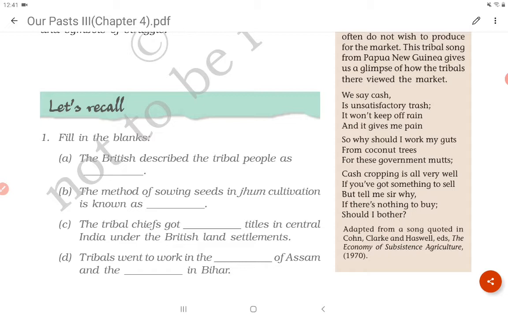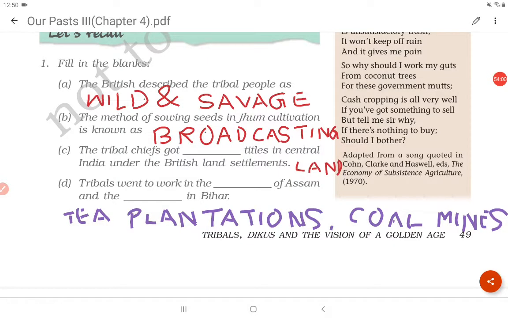Okay, it's very nicely said. Now let's do fill in the blanks. Number A, the British described the tribal people as wild and savage. Number B. The method of sowing seeds in Jhum cultivation is known as broadcasting. Number C. The tribal chiefs got land titles in central India under the British land settlements. Number D. Tribals went to work in the tea plantations of Assam and coal mines in Bihar.